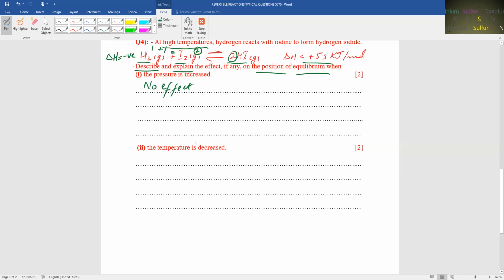For the reason, what will you write? Same number of moles or molecules or volumes of gases on both sides of the reaction.